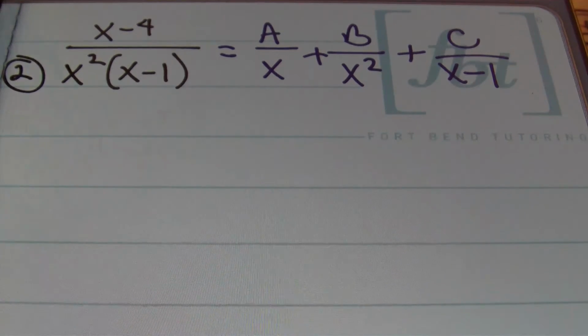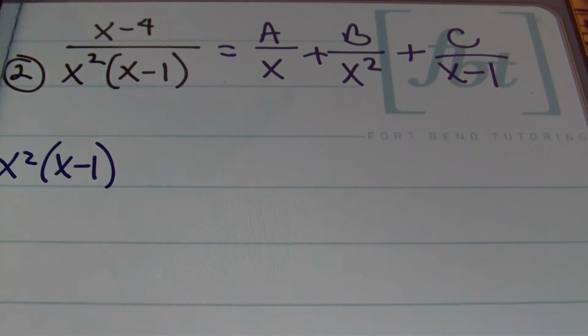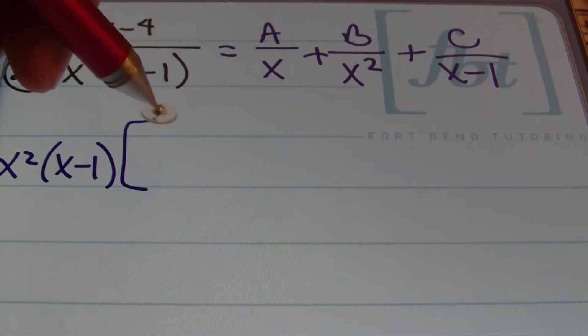On the right side of the equal sign, I'm showing that I have a over x plus b over x squared because of that repeated linear factor, plus c over x minus 1. So what we'll do from here is multiply each and every term in our original equation by the common denominator of x squared times x minus 1. So let's check that out. Multiplying everything by the common denominator of x squared times x minus 1, we'll do the following here.